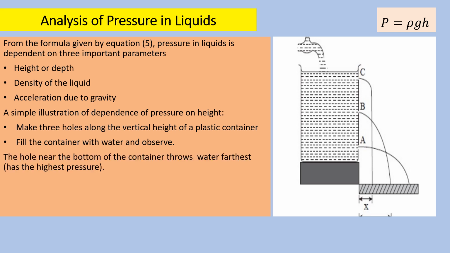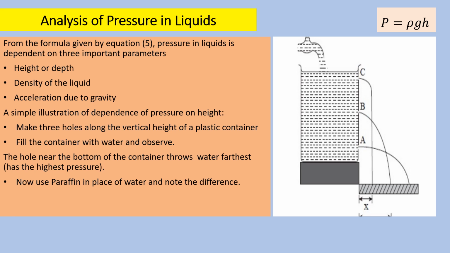So this is the conclusion that the hole near the bottom of the container draws water farthest, and we can conclude that at point A, that's where we say the pressure is highest. Not only is it highest compared to B and C, but even below A, the pressure is even higher.